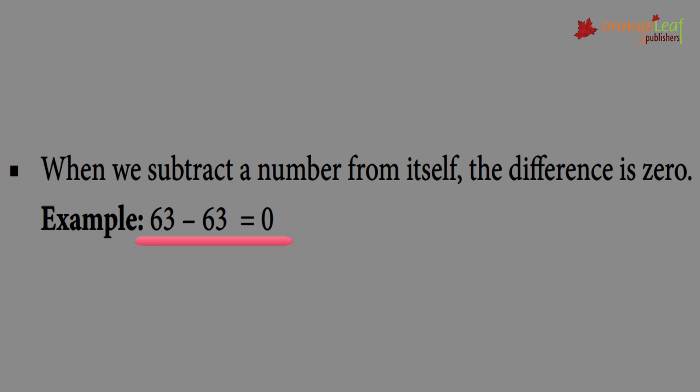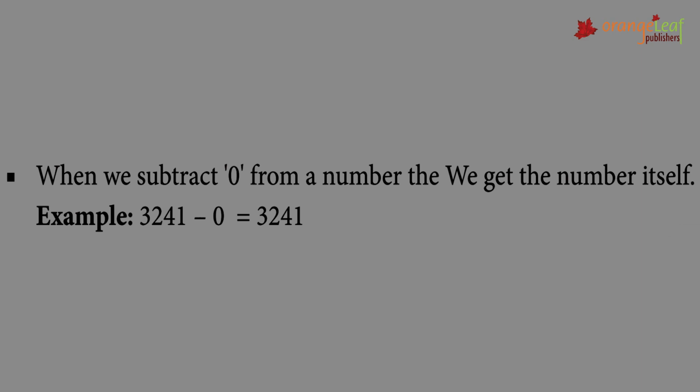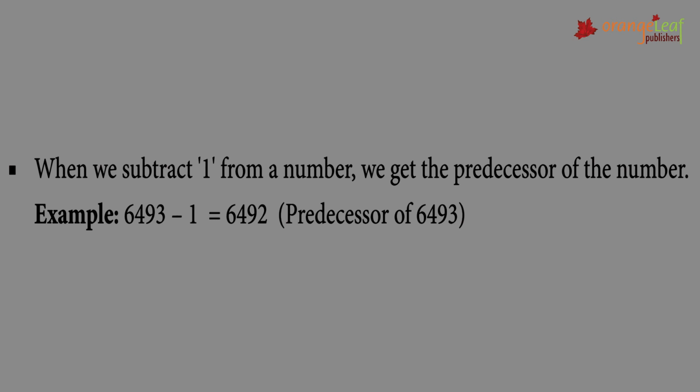Property number 2. When we subtract a number from itself, the difference is 0. For example, 63 minus 63 is equal to 0. Property number 3. When we subtract 0 from a number, the number we get is the number itself. For example, 3,241 minus 0 is equal to 3,241. Property number 4. When we subtract 1 from a number, we get the predecessor of the number. For example, 6,493 minus 1 is equal to 6,492, which is the predecessor of 6,493.